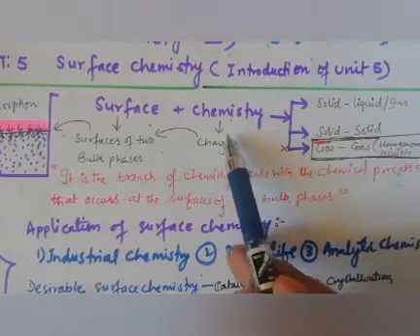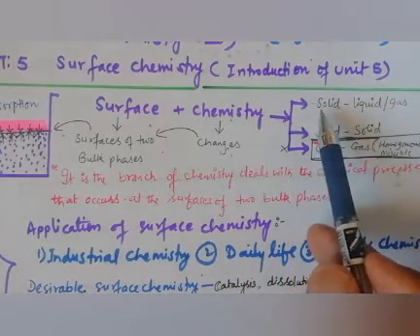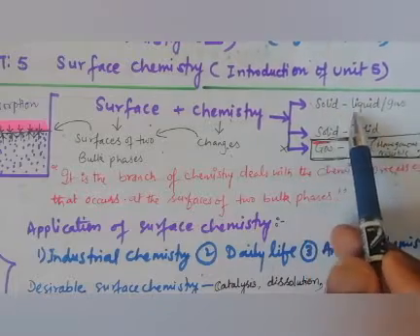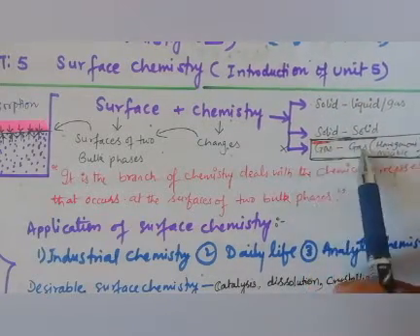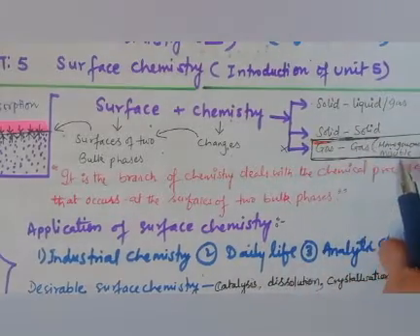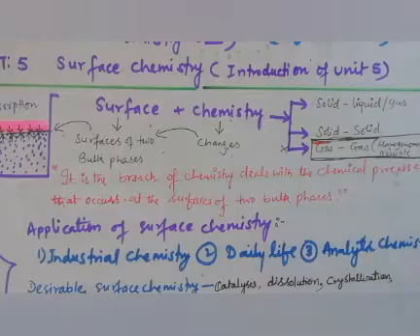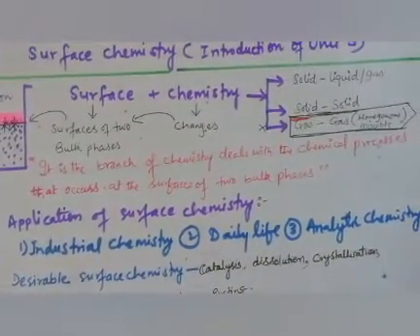So what will we study in this chapter? Particularly, we will study the surface chemistry between solid and liquid. We will study solid and solid, but we will not study gas. Why? Because between gas and gas there is no surface, because they mix with each other easily. It is homogeneous. So what is the basic definition now?